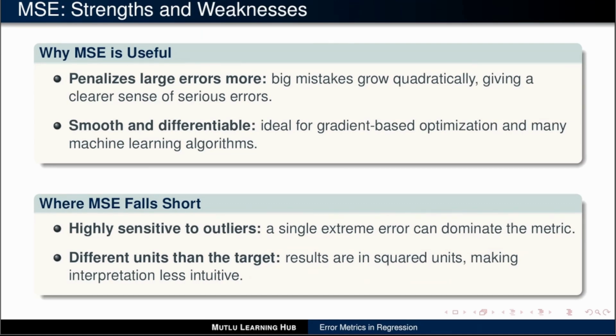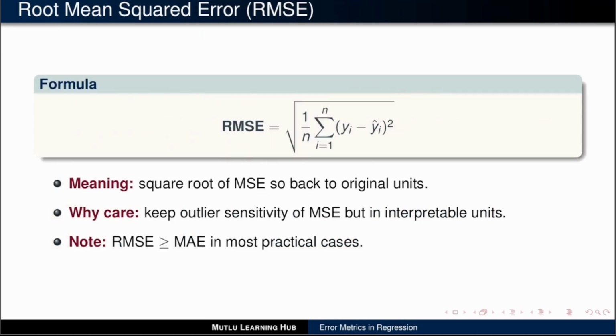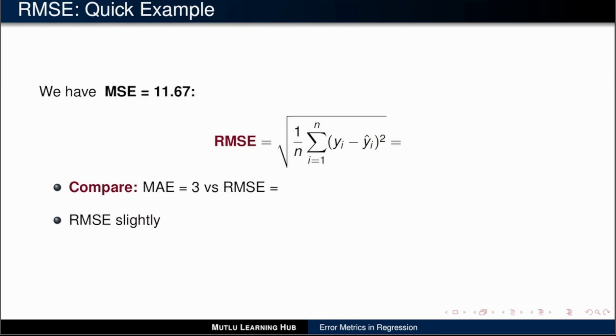Now let's talk about the root mean squared error. You get the power of mean squared error in interpretable units. Now let's see an example. We've already calculated the mean squared error. It is 11.67. So the root mean squared error is the square root of 11.67 and it is approximately 3.41. So it is slightly larger than the mean absolute error.